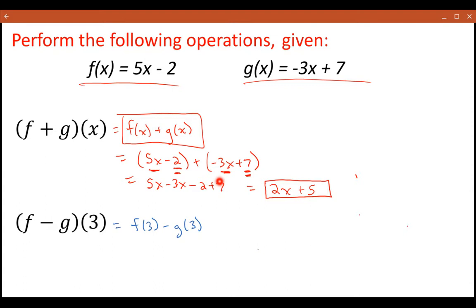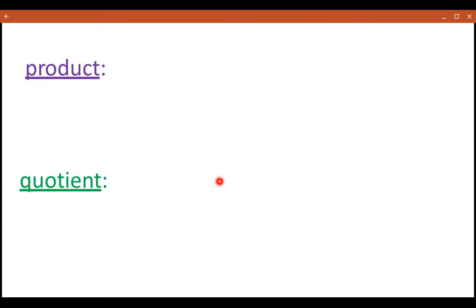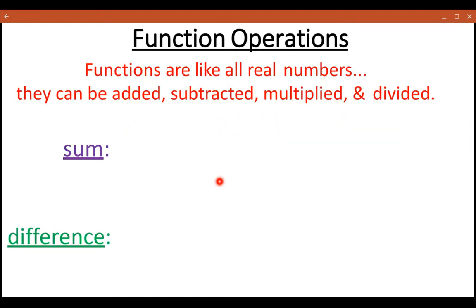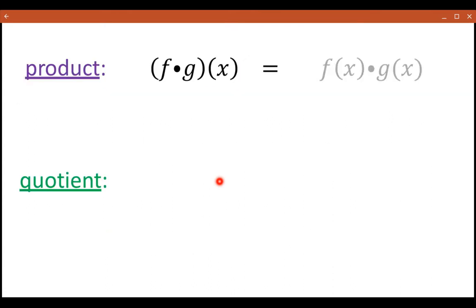So if we turn back to our warm-up question, where we had f of 3 and g of negative 2, we actually just plugged it in. So that's what we're going to do. We're just going to plug it in, and then we're just going to add or subtract. Or we're just going to do it twice.